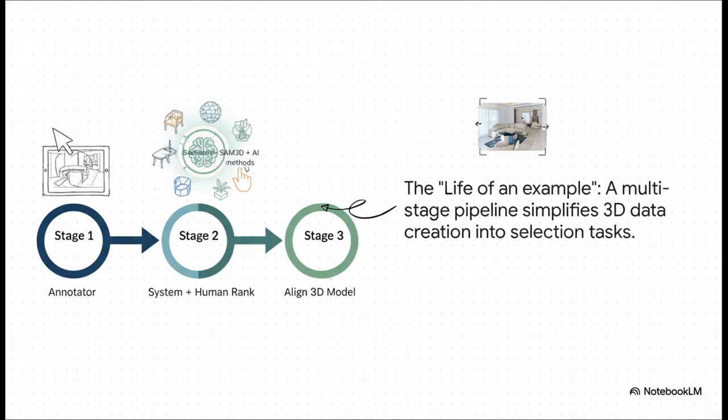So here's how they built a pipeline around that idea. It's a multi-stage process. First, a human annotator just draws a box around an object in a picture. Then the system, which includes the SAM3D model itself, generates a bunch of possible 3D shapes. All the human has to do is look at the lineup and pick the best one. Then they just make a few final tweaks to the position and scale, and boom, they're done.